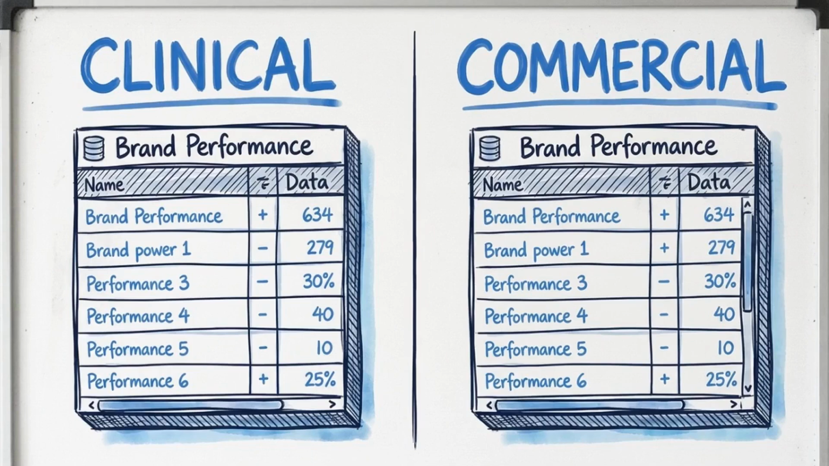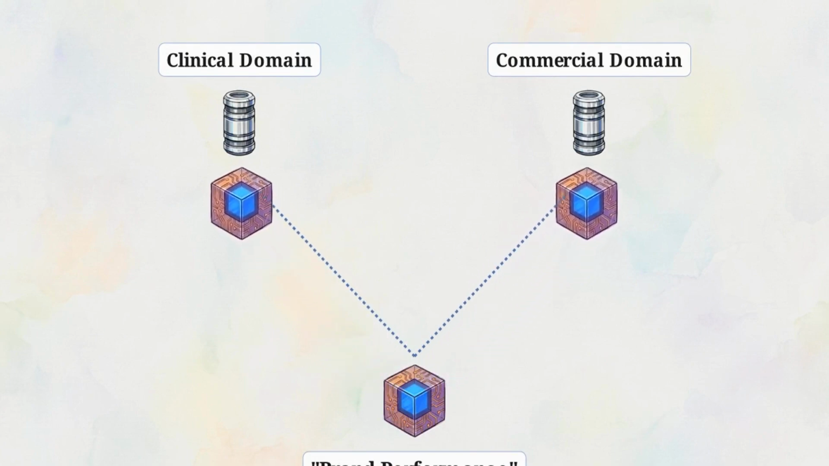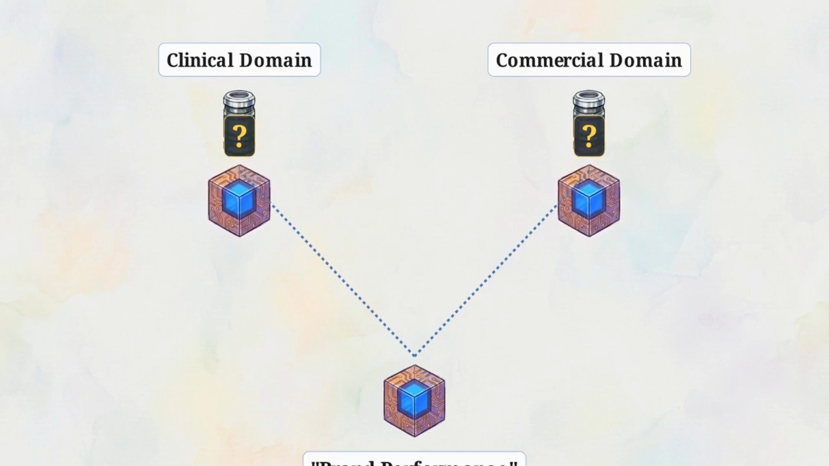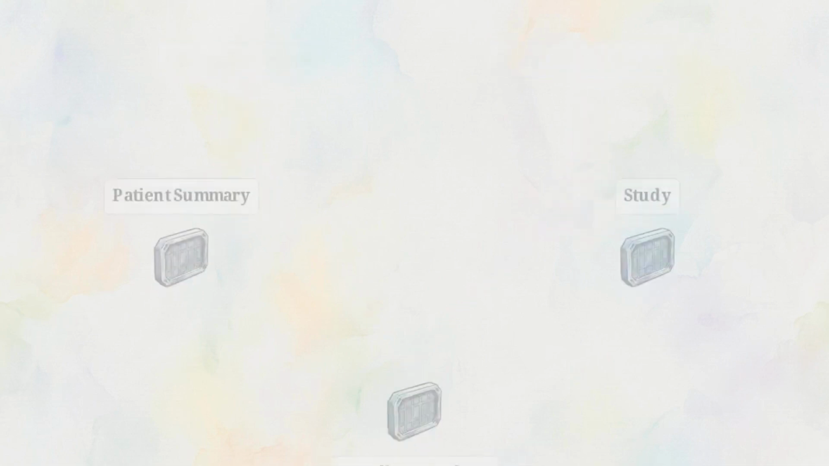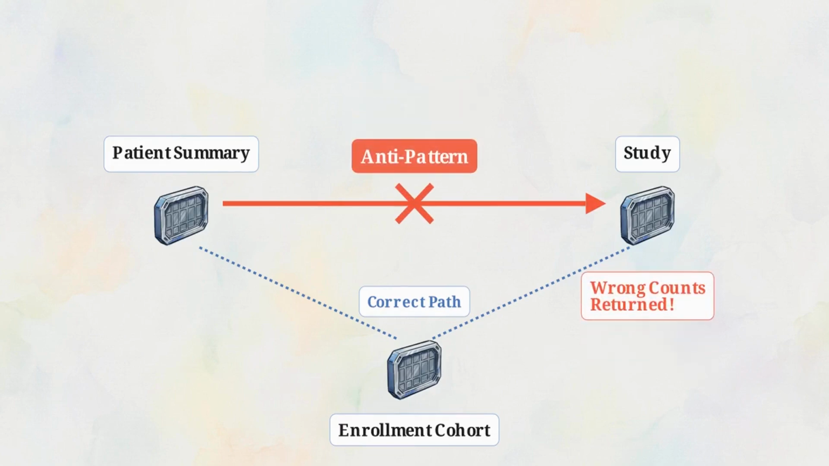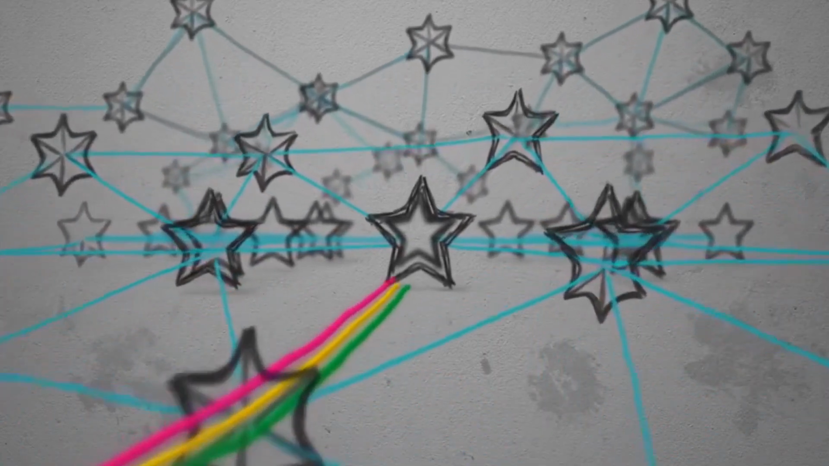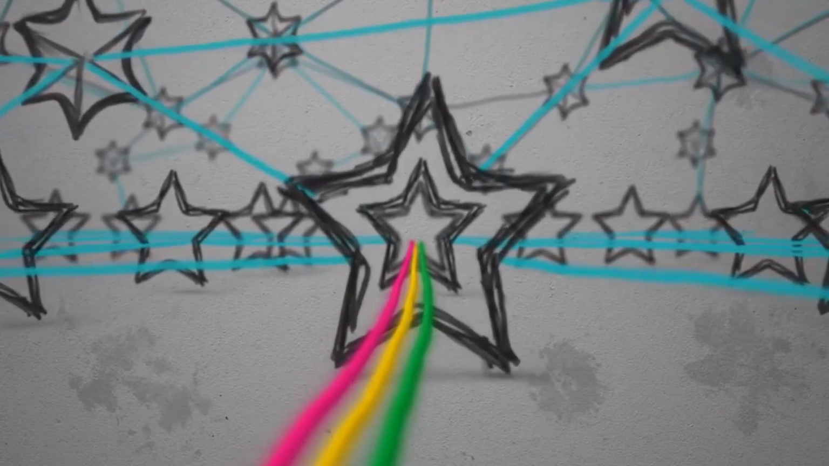Flat retrieval breaks down in multi-domain schemas. The term brand performance might mean clinical outcomes or commercial sales. Vector search cannot tell the difference. This creates forbidden join paths. The AI connects tables using foreign keys, bypassing required intermediate aggregations, returning completely wrong counts. Keyword RAG becomes useless when an AI must understand the unwritten, complex relationships between tables, rather than just matching up their definitions. To solve those structural ambiguities, you reach the top rung, GraphRAG.